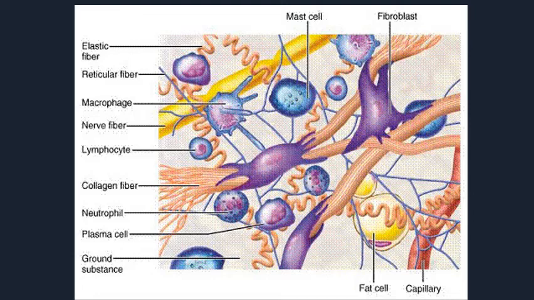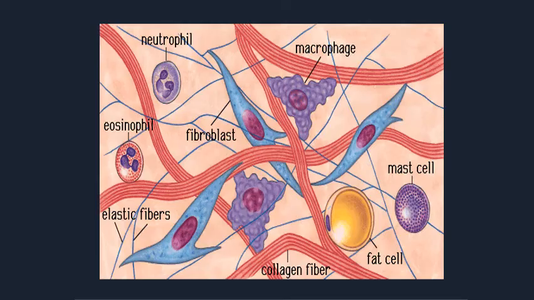Here again is a diagrammatic picture of the loose areolar connective tissue. I can see here the collagen fiber, the yellow elastic fibers, and the reticular fibers. I can see fibroblast, fat cell, macrophage, and mast cell. And here are the potential cavities that can be filled with fluid or gases. Again, another photomicrograph of the loose areolar connective tissue.